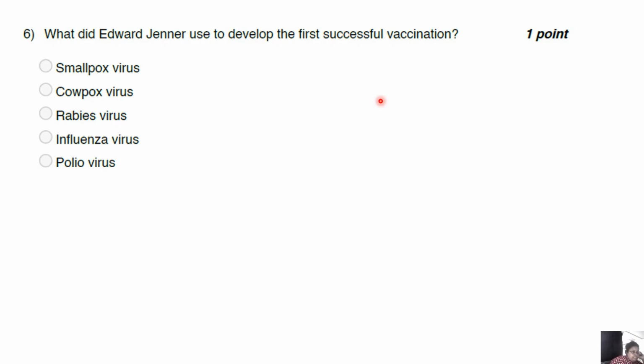What did Edward Jenner use to develop the first successful vaccination? Option A, smallpox virus. Option B, cowpox virus. Option C, rabies virus. Option D, influenza virus. And option E, polio virus.